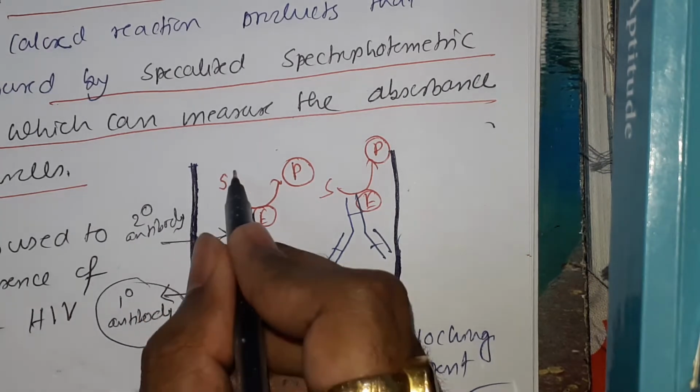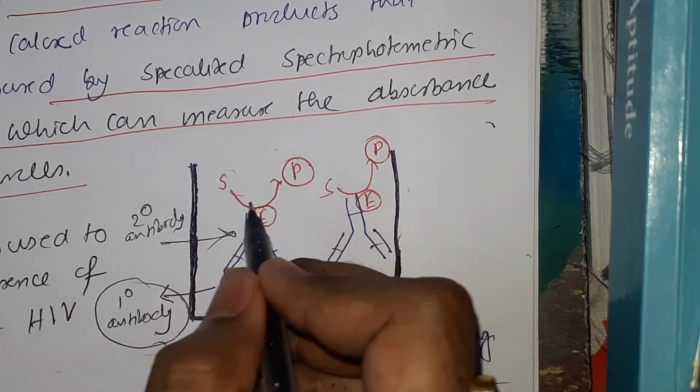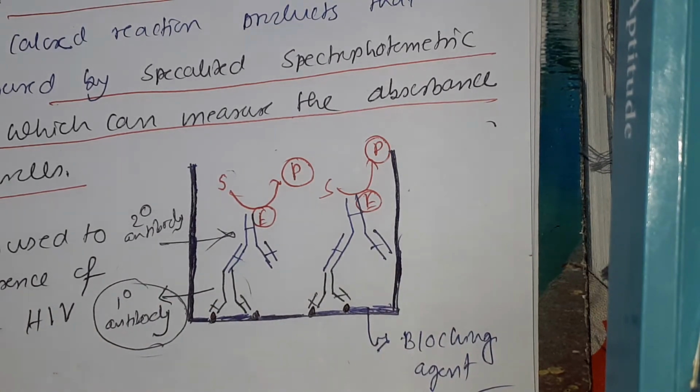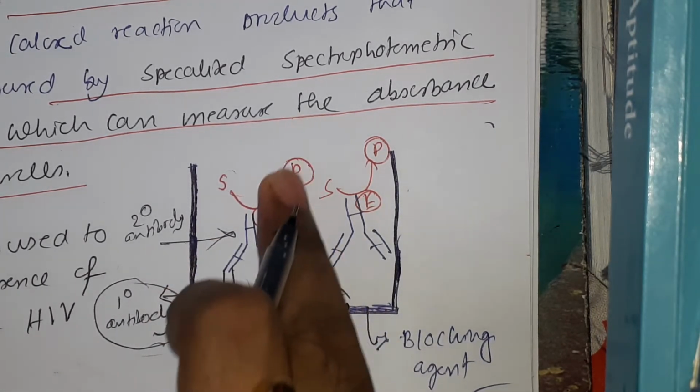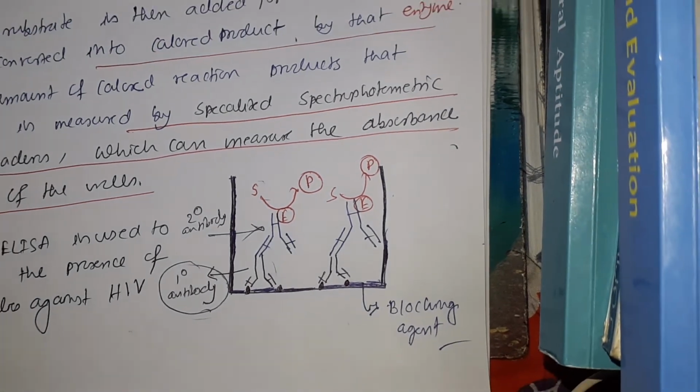Then we add a colorless substrate, and in the presence of the enzyme it is converted into a colored product that can be measured by a specialized spectrophotometric plate reader, which measures the absorbance of the light. So this is all about indirect ELISA.